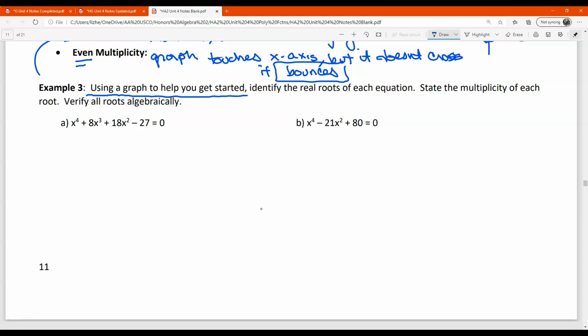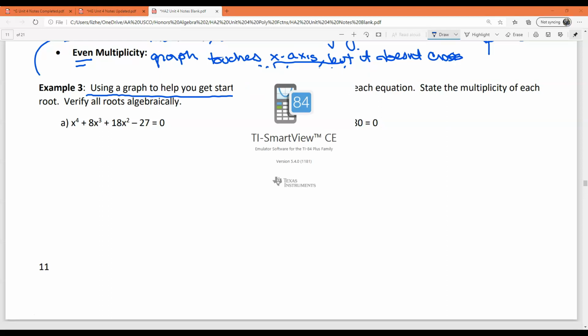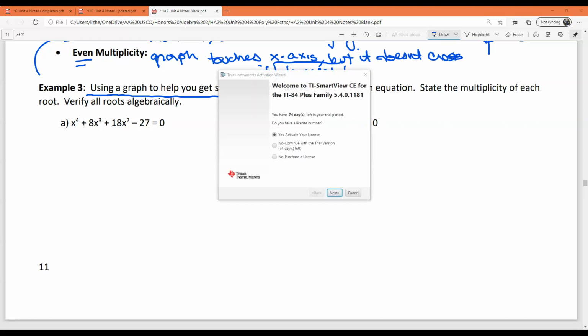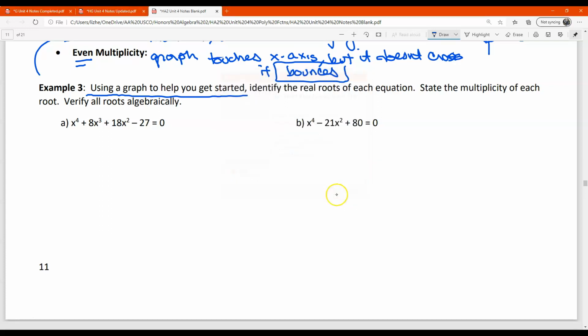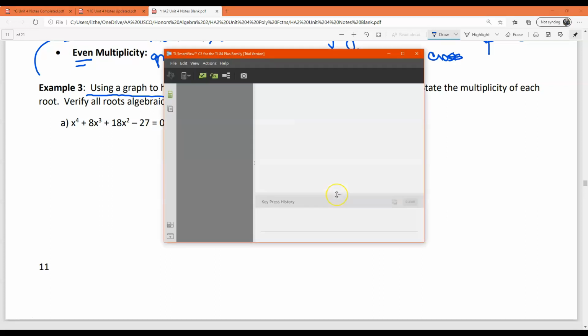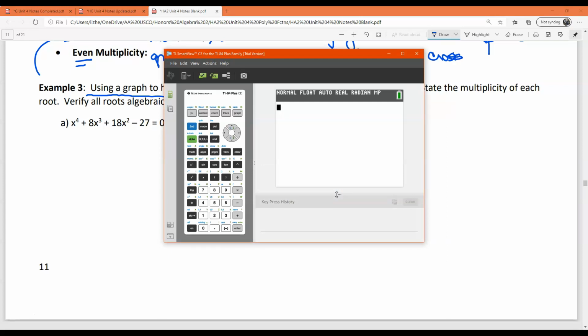All right, so let's see. Do I have? Yeah, I do. Let me pull up my graphing calculator here real quick. I should have done this before. No, we're doing the freebie next. All right. Okay. So let's put this in here.